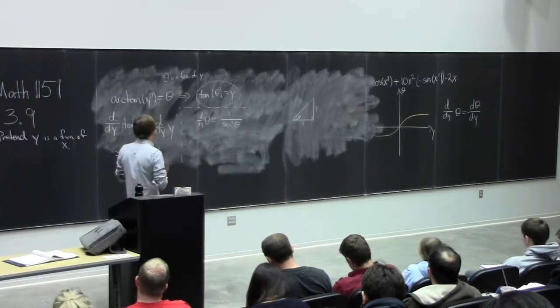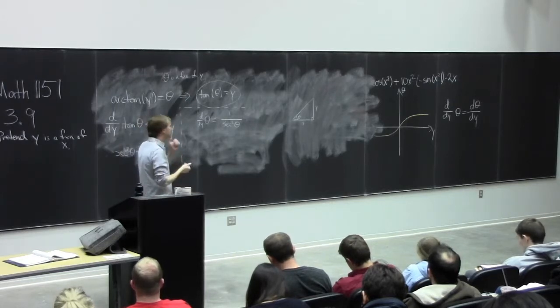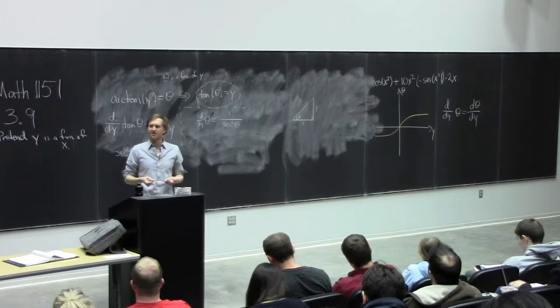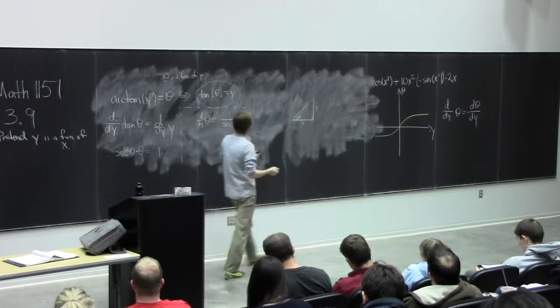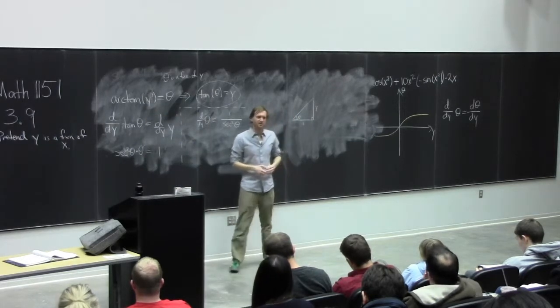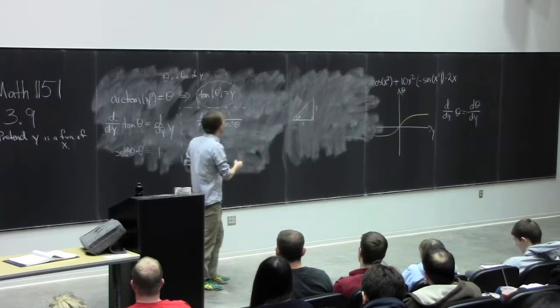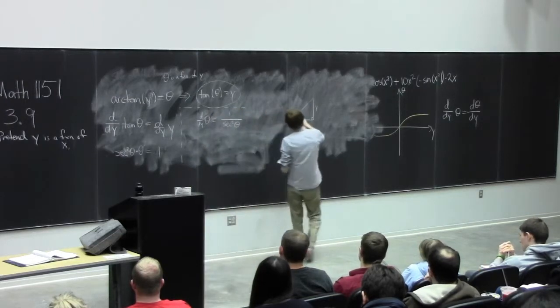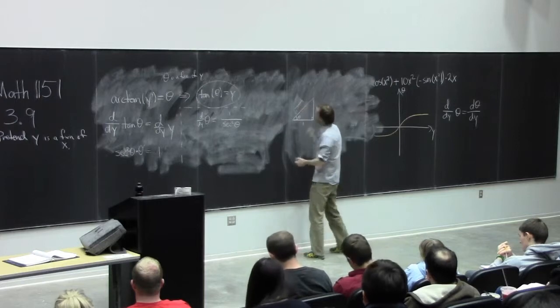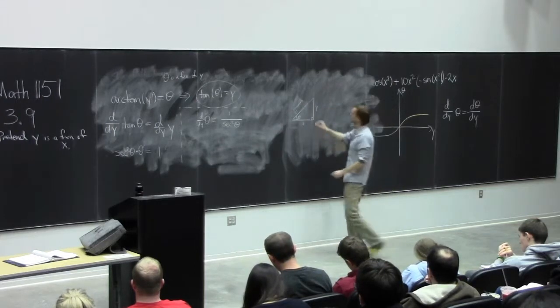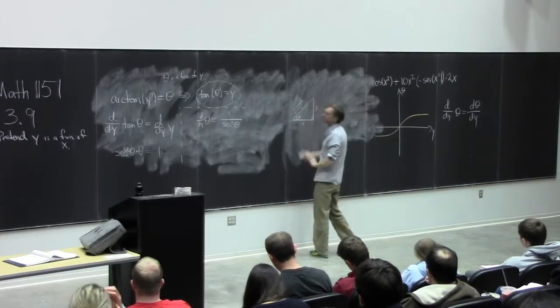And what's the secant? Secant is 1 over cosine, right? And cosine is adjacent over hypotenuse, isn't that right? So I need to know the length of the hypotenuse. So this is going to be the square root of 1 squared plus y squared, which is 1 plus y squared, right?